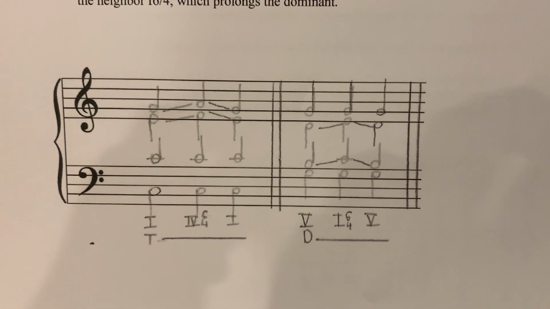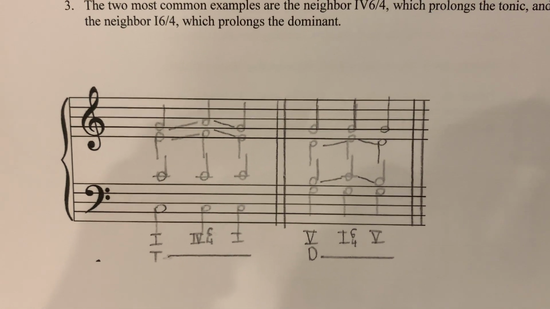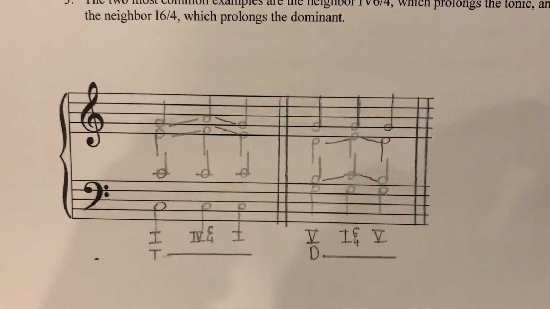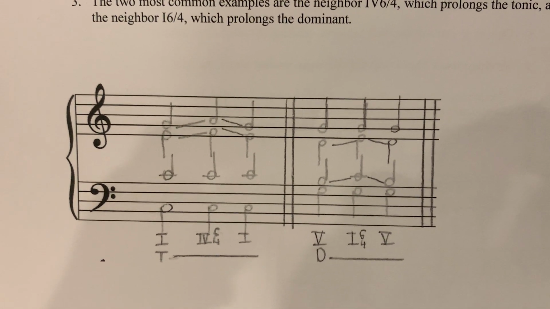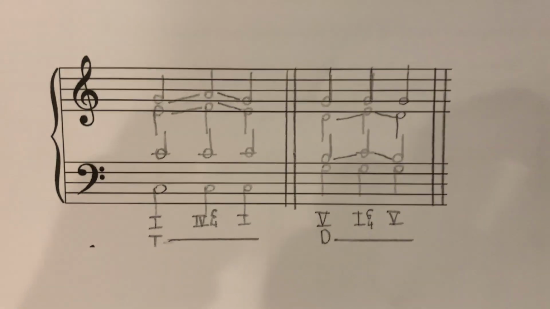All right, so neighbor or pedal 6/4 looks like this. Very straightforward. I double the bass. I create a couple of neighbor note motions with the 3rd and the 5th going up and then down. And there you have it. Let me put this down and play you both of these again. Here's the neighbor 4/6/4. And here is the neighbor 1/6/4.